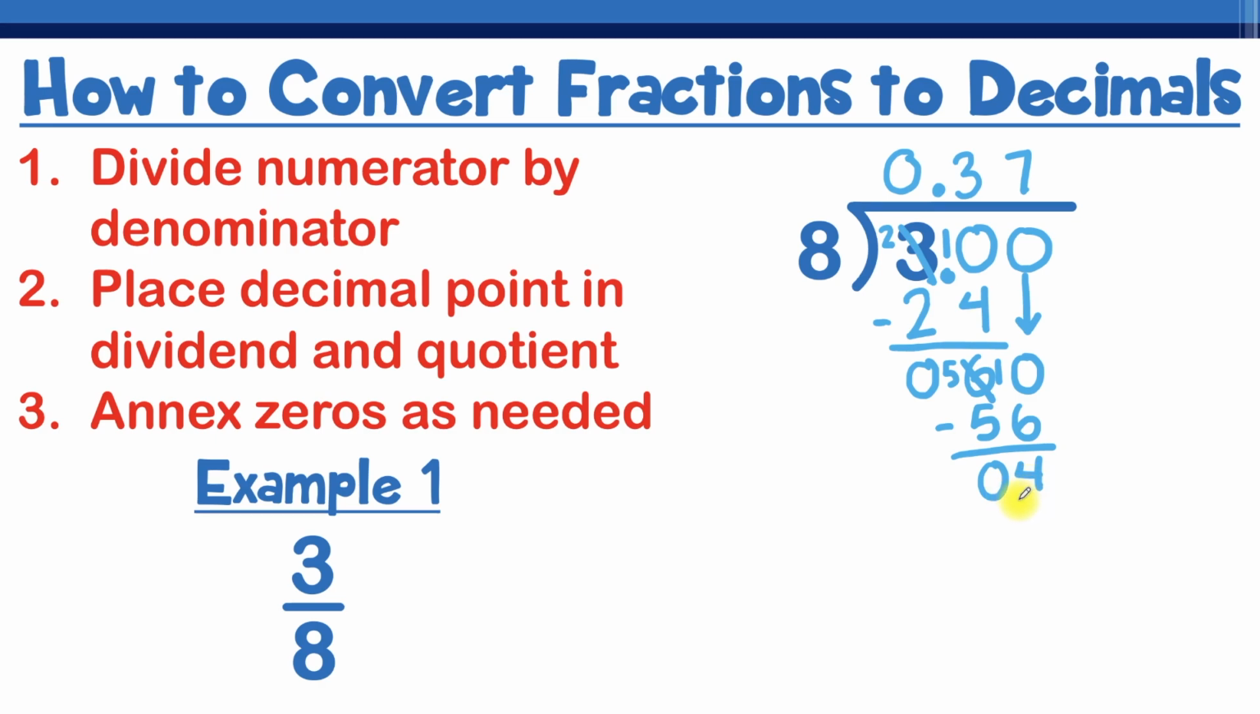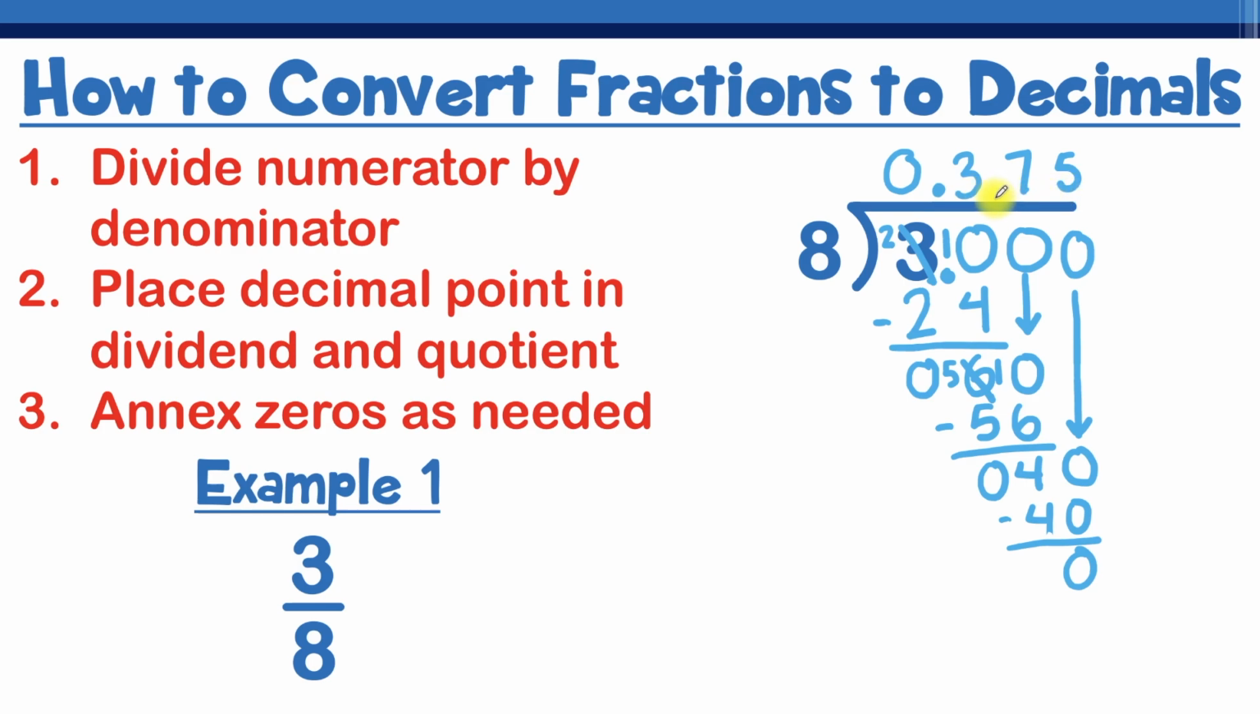Since our remainder is not 0, it means we're not done, and we're going to have to annex another 0. Bring that one down as well. And now we're going to try and see how many times 8 can go into 40. And that happens 5 times. So I'll put a 5 up here above that last 0, because 5 times 8 is 40. I'll write that 40 here, subtract it, and I get 0. Which means the final answer is 375 thousandths.